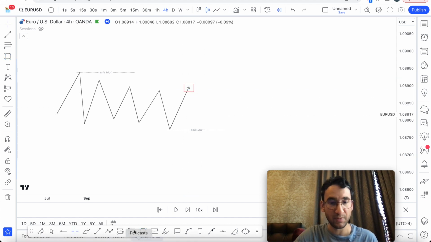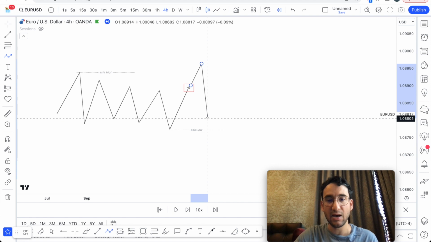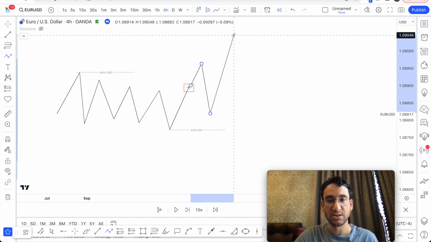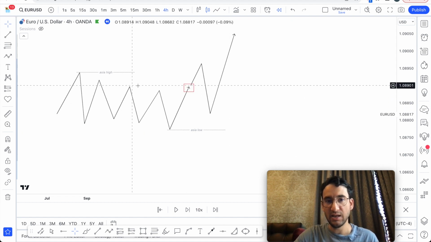Let's say price opened there and then started pushing bullish, and notice what it does. It takes out the Asia high. Then price will come back down, maybe there's liquidity in here, and then price tends to go bullish like this. So the first way to trade this is waiting for the Asia high to be swept.